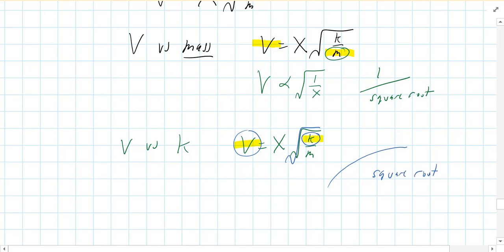Oh, speaking of which, the previous curve, by the way, I should have sketched that for you, would have looked something like this, okay? So the velocity went down as mass went up. Here, the velocity is going up as k goes up, okay?